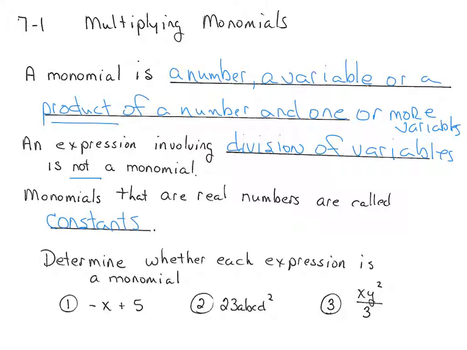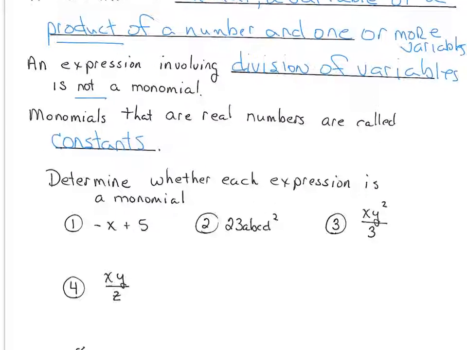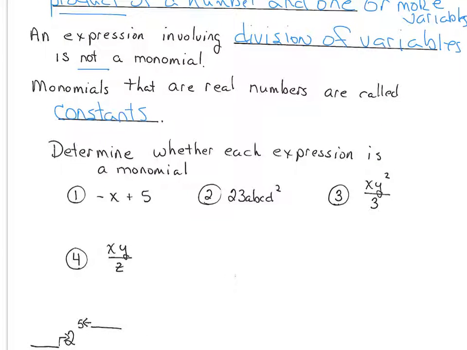So if we look at these expressions, we want to determine whether they are a monomial or not. If we look at number 1, this is not a monomial because it involves addition and not multiplication. That's the reason it's not a monomial. Number 2 is a product of a constant and several variables, so it is a monomial.